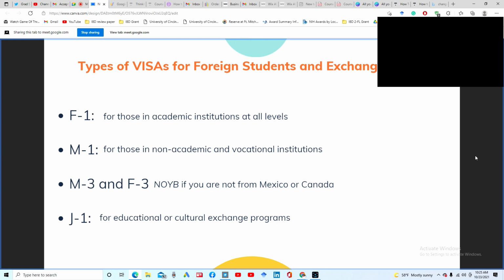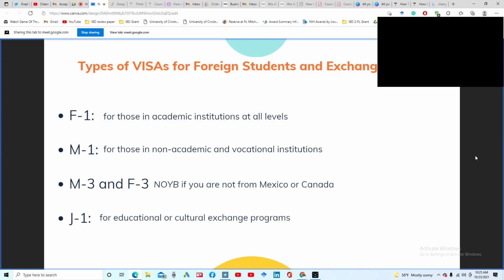Now, there is another class called M3 and F3, which is, at least for the people I'm talking to, really none of your business if you are not from Mexico or Canada. And this usually is for people that are close to the border and can easily commute between the US and Canada or Mexico. So it's really none of your business as Africans, right?